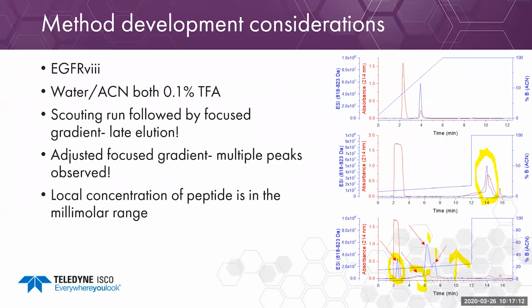So why is this happening? Well, TFA is not a buffer. TFA is about 5.9 millimolar concentration, call it 6 millimolar concentration. My peptide loading is around 1 millimolar concentration, and that's enough that I'm not seeing good pH control of my peptide.